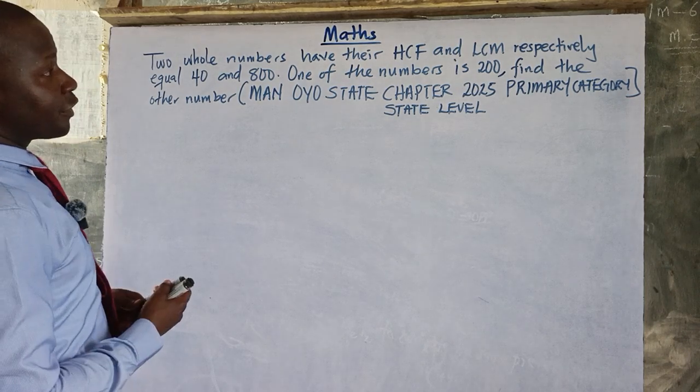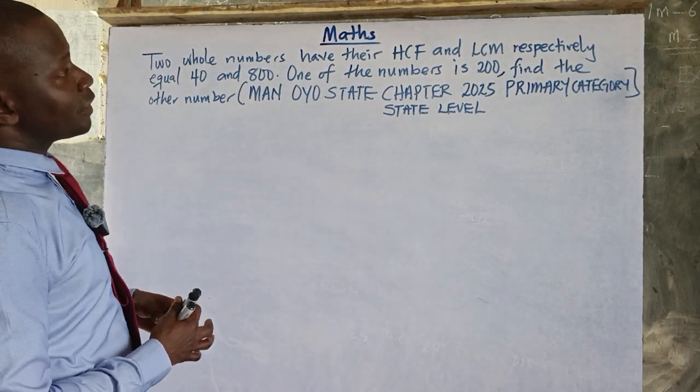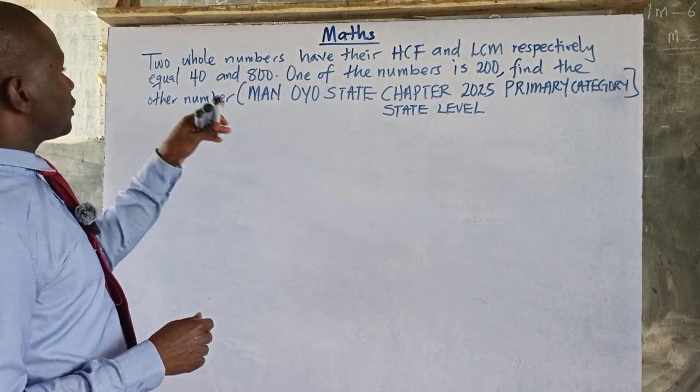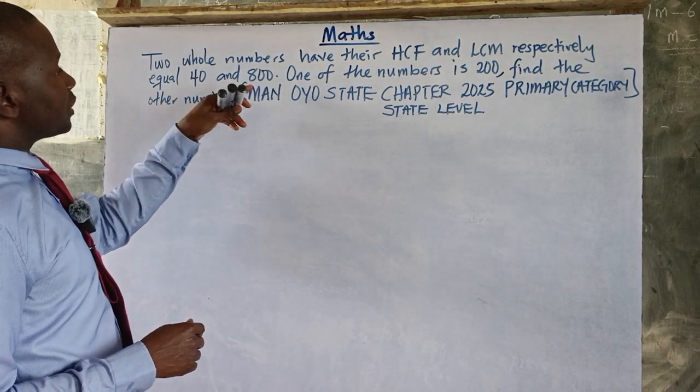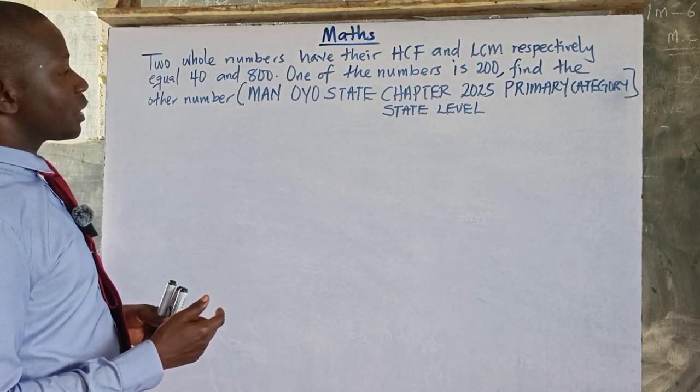So we have another question on the board. Two whole numbers have their HCF and LCM respectively equal to 40 and 800. One of the numbers is 200, find the other number.